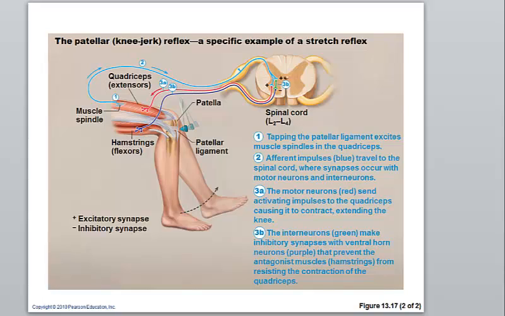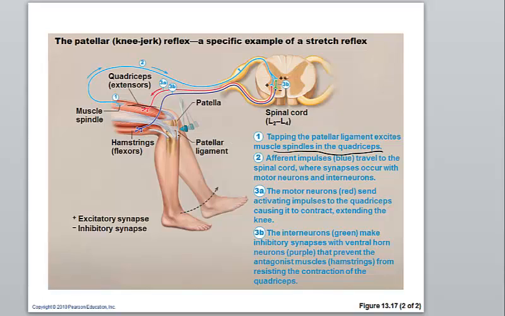What they're doing when they're tapping your patella is actually exciting the patellar ligament that is located right on top of your patella. When they excite that, that's basically a stretch reflex. That's your muscle spindle that they're activating. So tapping that ligament excites the muscle spindles of your quadriceps. Remember, quadriceps are in the anterior part. It helps your leg to extend.